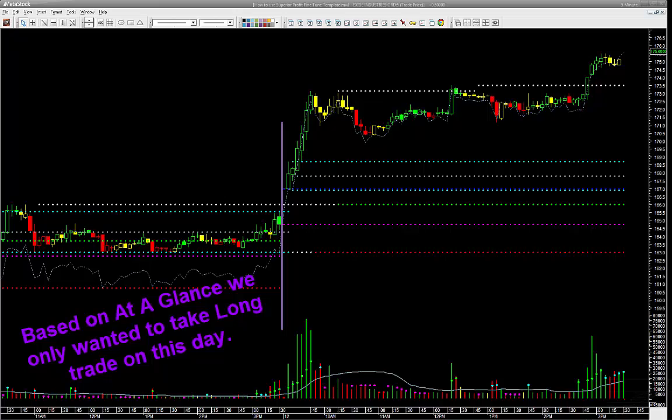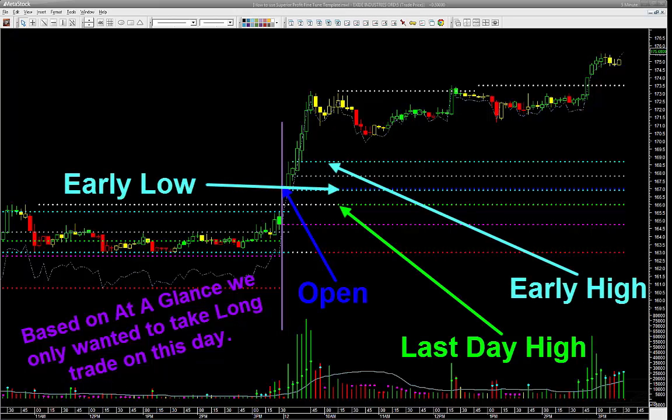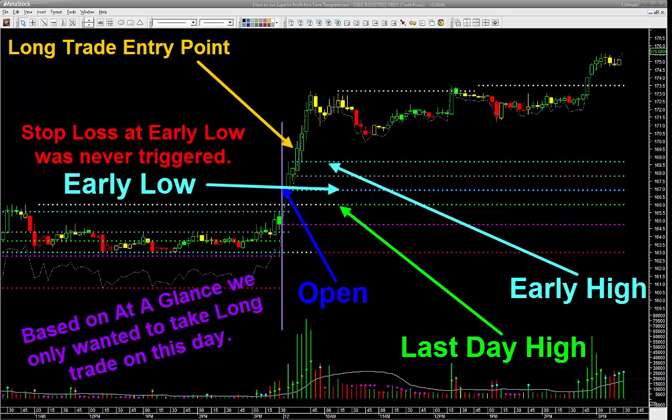Firstly, we see that the stock open was above last day's high. The opening was clearly bullish. Early range lines were automatically drawn based on XI's early price movement. Soon after, the stock broke above early high and followed through. That is the point we would enter long. We would put our intraday stop loss at early low. In this case, that stop was never triggered.